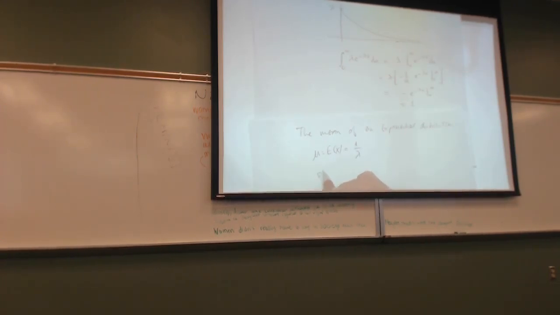And the variance is 1 over lambda squared. So the standard deviation is the square root of that, which is 1 over lambda.